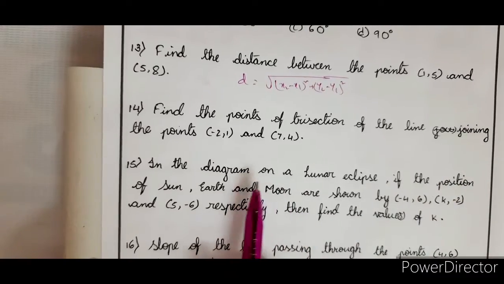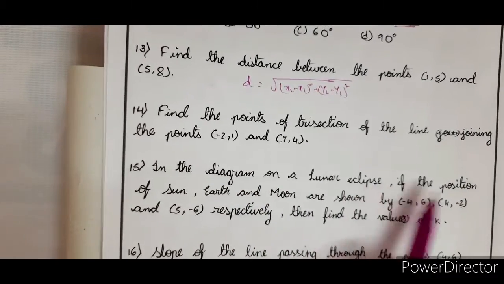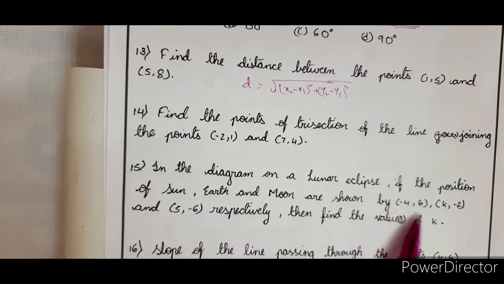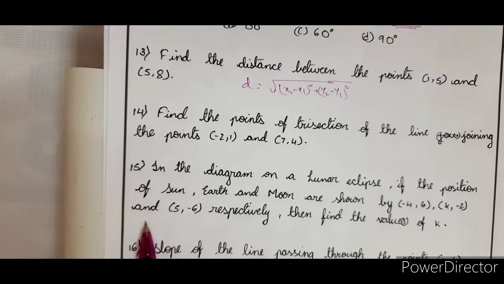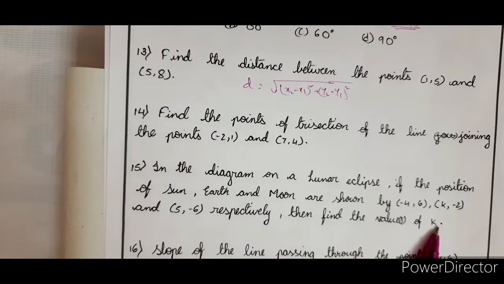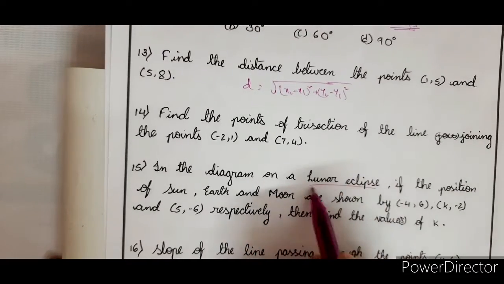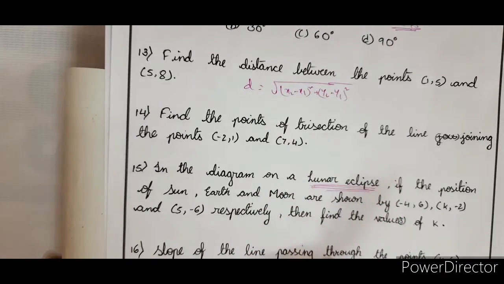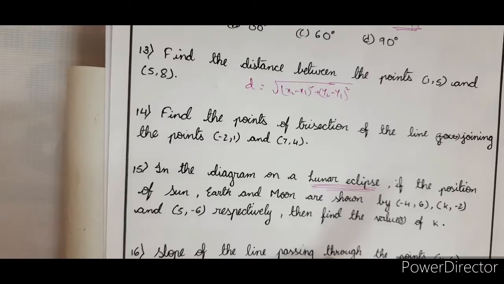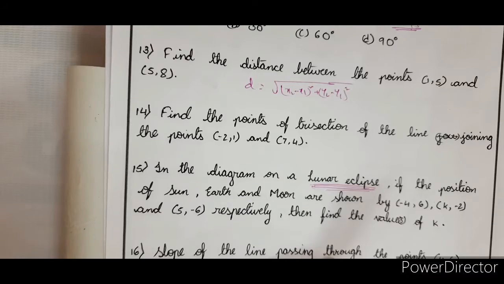So in the diagram on a lunar eclipse, if the position of sun, earth and moon are shown by (-4, 6), (k, -2) and (5, -6) respectively, then find the value or values of k. Right, here the concept is we have to understand the point from here, lunar eclipse. Any eclipse is formed when all the three, that is sun, earth and moon are collinear or along the same straight line. When they come along the same straight line, then the eclipse forms.